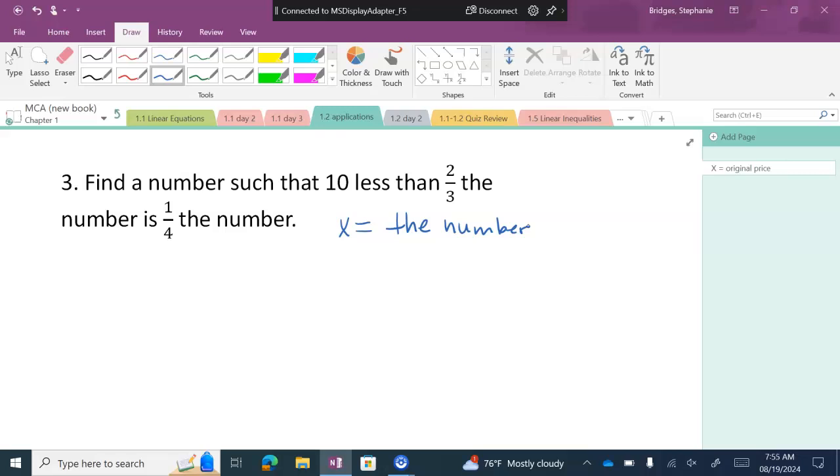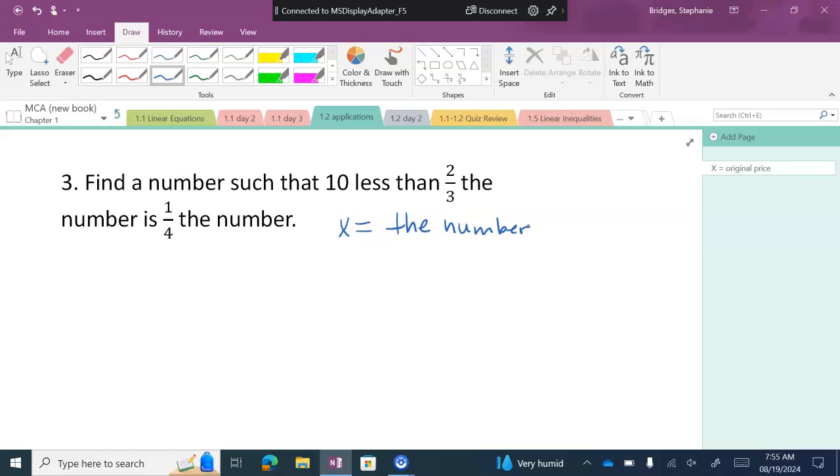Okay, so again, we have to think about how to set up "10 less than 2/3 of the number is 1/4 of the number." Let's talk about the "less than" because that's one that always messes us up. If I say I have $20 and you tell me you have 10 less than I do, are you going to say 10 minus 20 or 20 minus 10? 20 minus 10. Those "less than" words, when you're talking about setting up an equation, mean you're going to subtract. But it's going to be reversed. 10 less than means something minus 10.